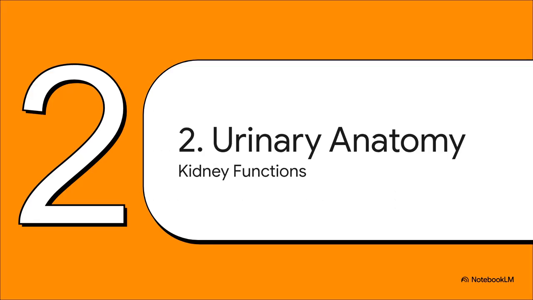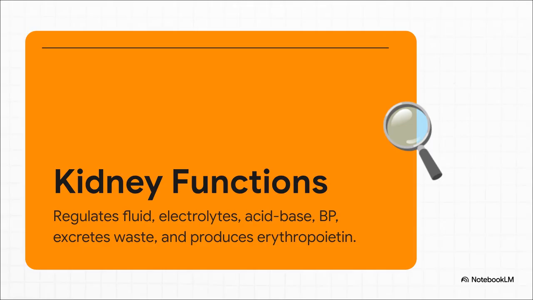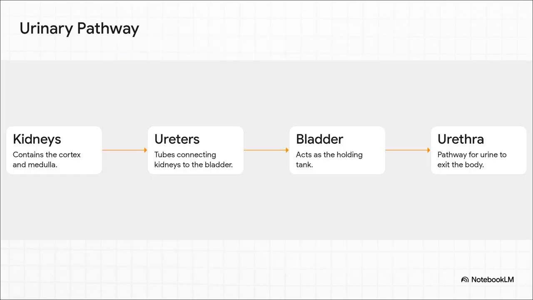Moving on to Section 2, urinary anatomy and kidney functions. The kidneys are absolute powerhouses, right? They don't just filter waste, they're doing some incredible heavy lifting. They're meticulously regulating your body's fluid, electrolyte, and acid-base balances. And surprisingly, they actually control your blood pressure via renin. On top of the whole shebang, they produce erythropoietin, which stimulates red blood cell creation. So, when you're reading a chart and you see these complex physiological processes mentioned, boom, that points you directly toward your renal codes.